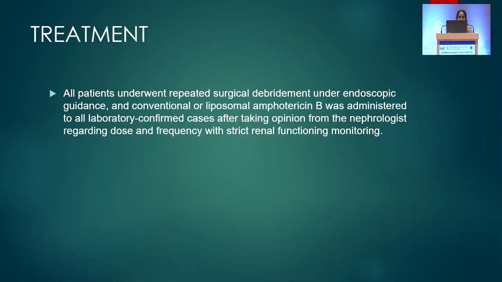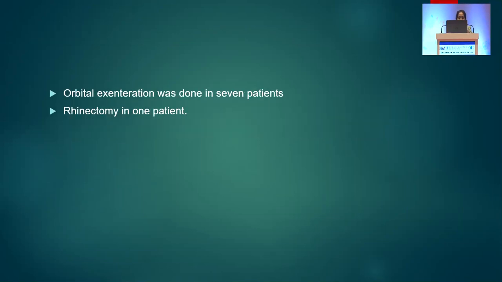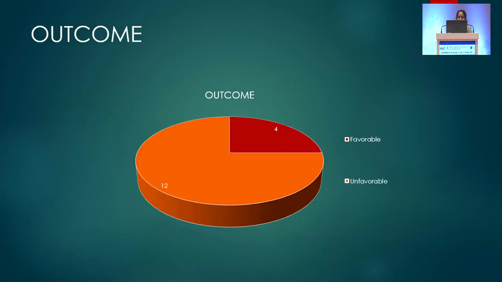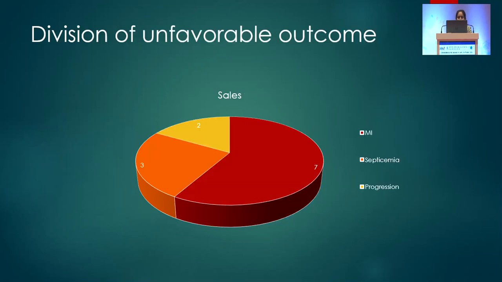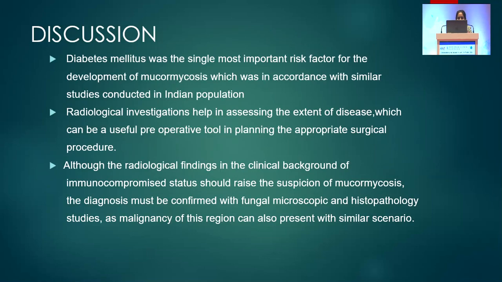As for treatment, all patients underwent repeated surgical debridement under endoscopic guidance, and along with that we started amphotericin B before the results, after taking the opinion of the nephrologist. Orbital exenteration was done in 7 patients and rhinectomy in 1 patient. A favorable outcome was seen in only 4 patients and unfavorable in 12 cases. The unfavorable outcomes were because of associated underlying conditions, like myocardial infarction, septicemia, and disease progression.